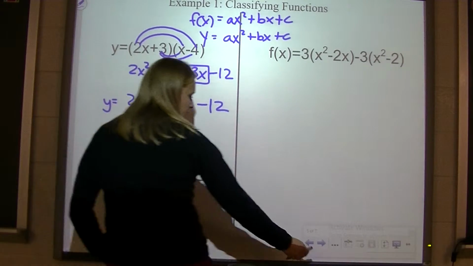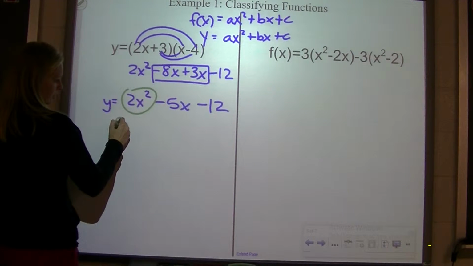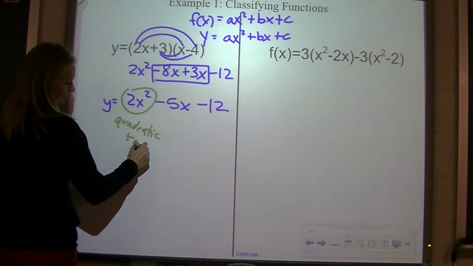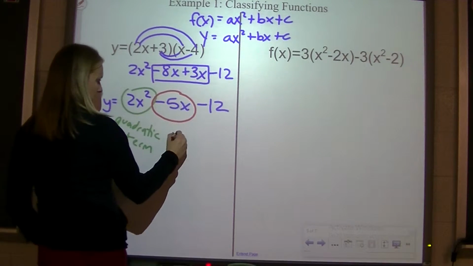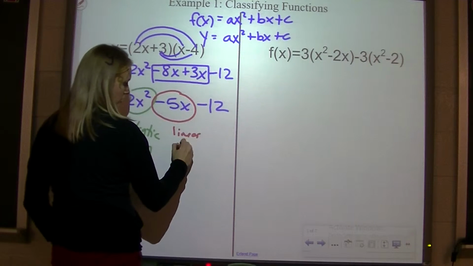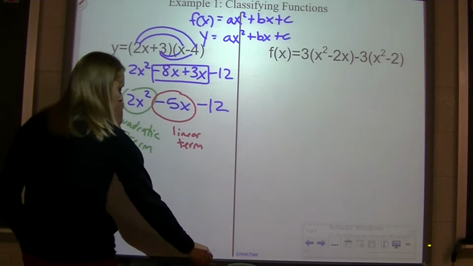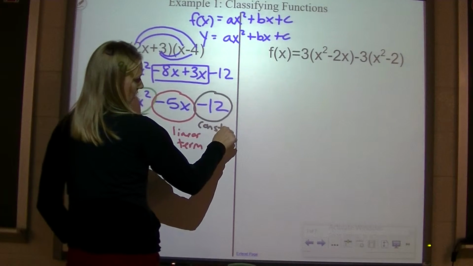So now we need to identify our terms. So 2x squared, that is our quadratic term. Our negative 5x, that is our linear term. Notice how I included the sign in front, you need to. And then negative 12 is your constant term.